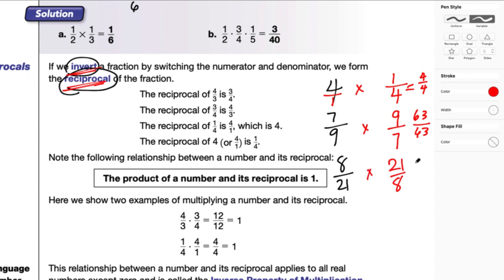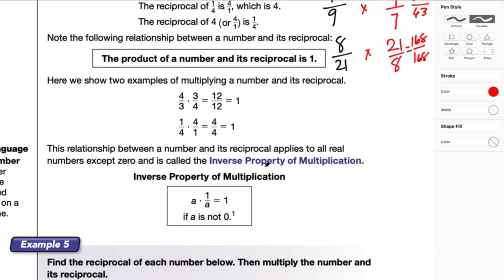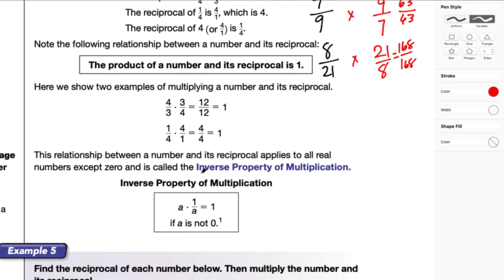Similarly here, if I were to multiply these together, I would get 168 over 168, which is still just 1. So when we talk about the reciprocal, it's flipping the numbers of a fraction or the fractional version of the number. And when you multiply it, you're always going to get 1. So here is a property of math that we want to keep in mind, the inverse property of multiplication. If you want to get the number 1, you multiply by the reciprocal or the inverse of that number.